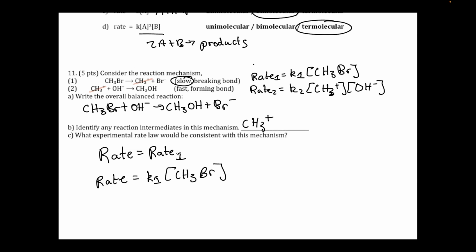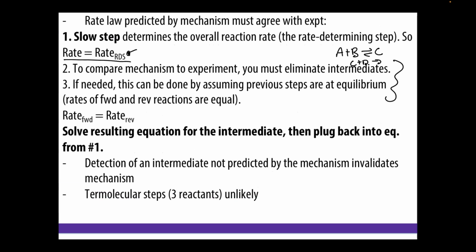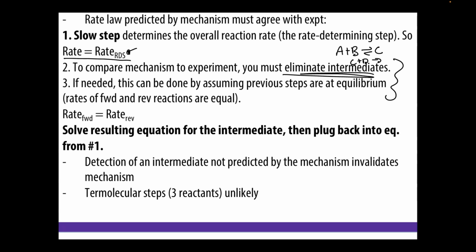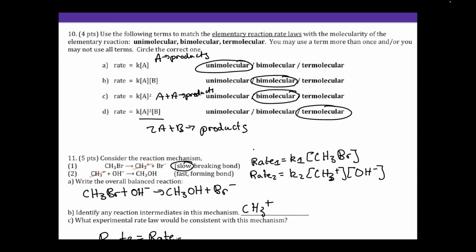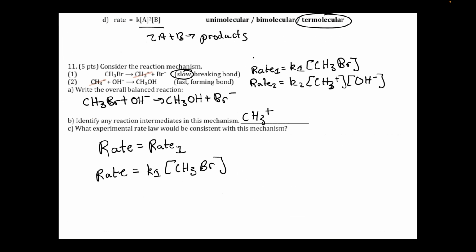And in this case, we would need to know step number 2 if there were an intermediate. We must eliminate any intermediates if they are present in the predicted rate law. But in this case, we don't have any. CH3Br is a reactant, so this is the rate law that would be predicted by this mechanism.